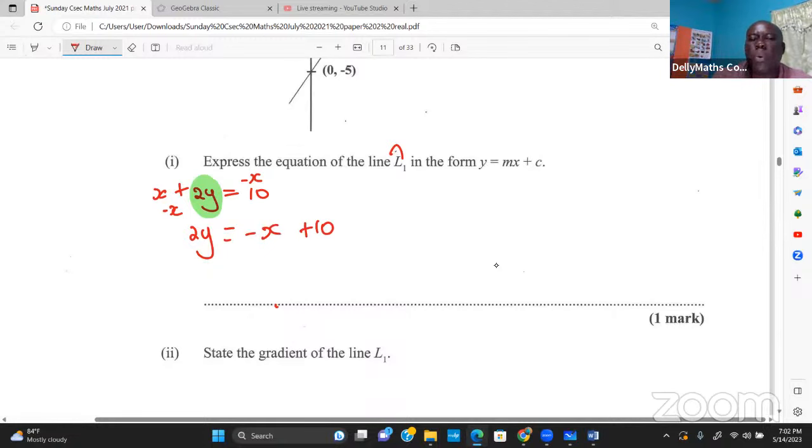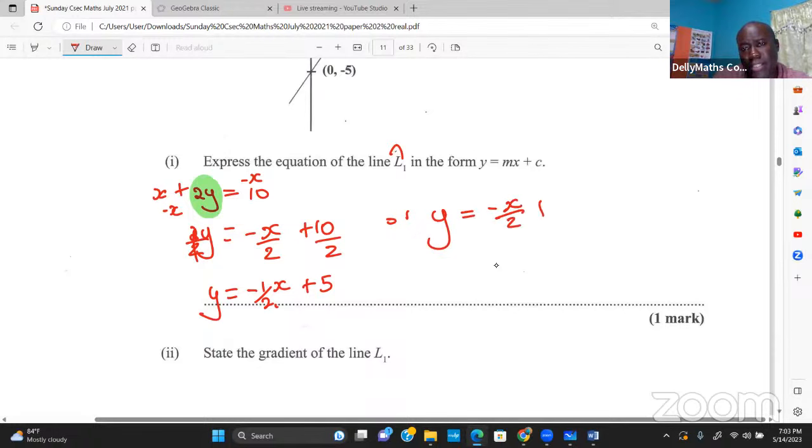And then I need the y to be alone, so I have to divide by 2. So you could see now y is alone. You could have y equals negative half x plus 5. Somebody else might write it as y equals negative x over 2 plus 5. It's the same thing as negative half x, all right? So the negative x over 2 and the negative half x are the same. Up to you.